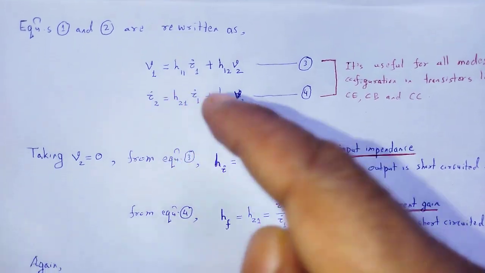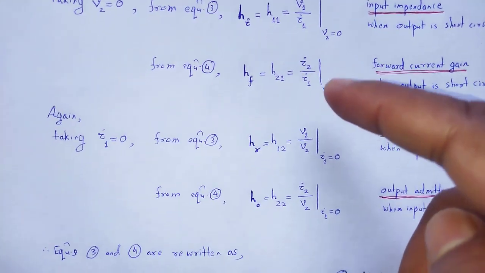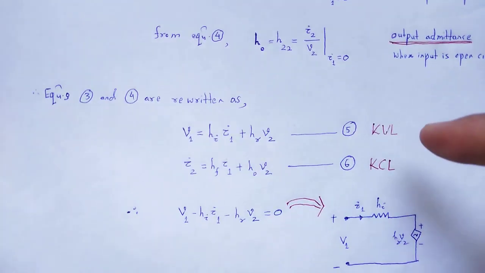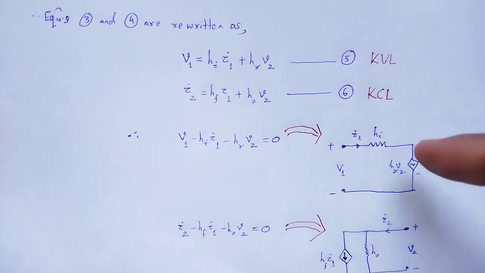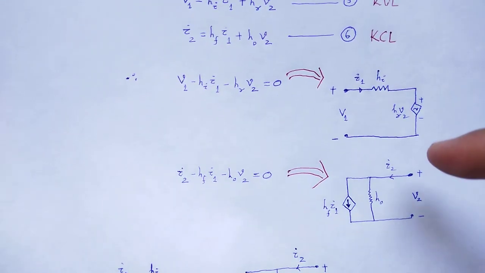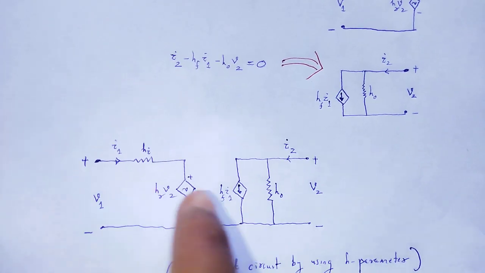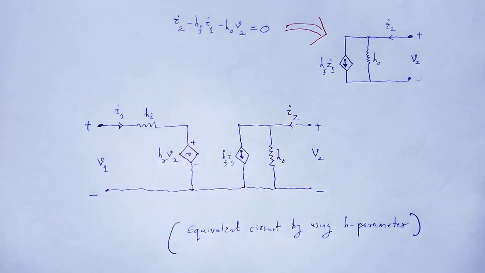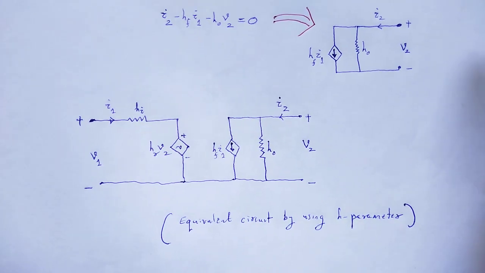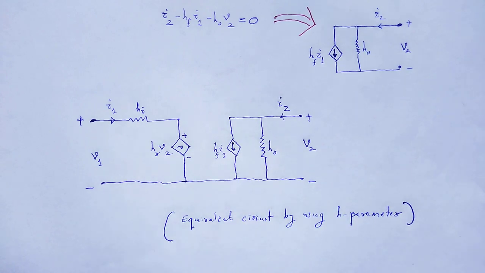The h parameter equations, the value of these, and KVL and KCL are used in order to draw that equivalent circuit, and finally the equivalent circuit is done. So, with these useful and informative notes, let me wind up this session. Thank you.